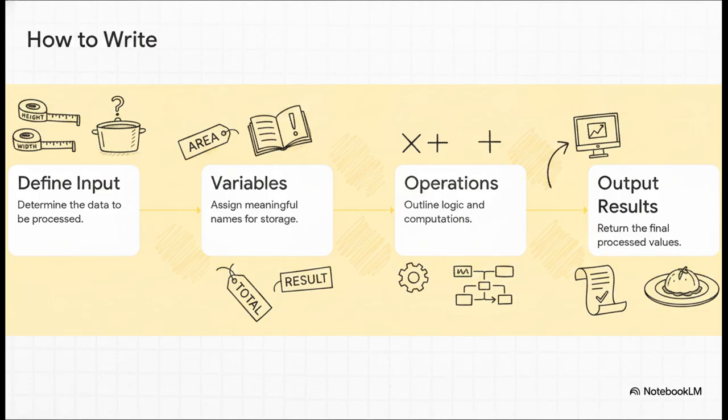Writing an algorithm is honestly a lot like following a recipe. It breaks down into 4 basic steps. First, define your inputs. If you're calculating the area of a rectangle, you need a height and a width. Second, define your variables. And here's a massive pro tip. Use meaningful names. Don't just use h and w, actually name them height and width. It makes your logic so much easier to read later on. Third, outline the operations, like multiplying height and width to get your area. And finally, output that result.